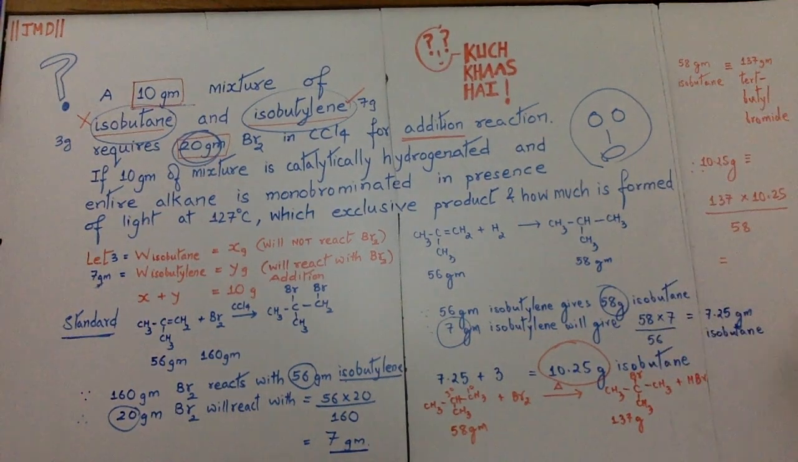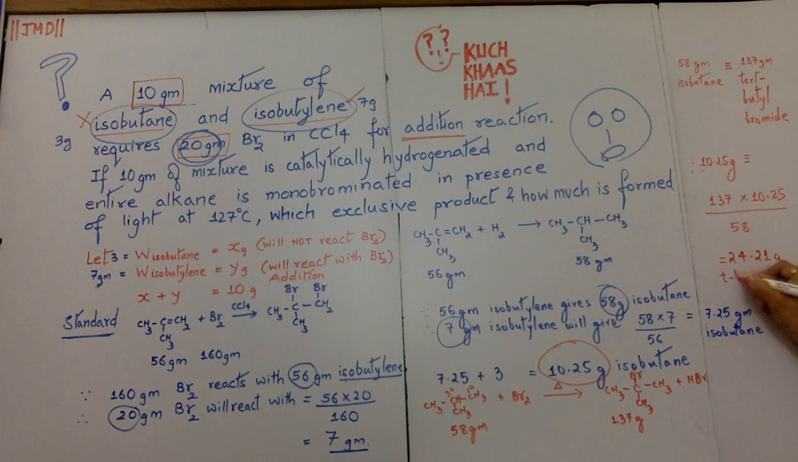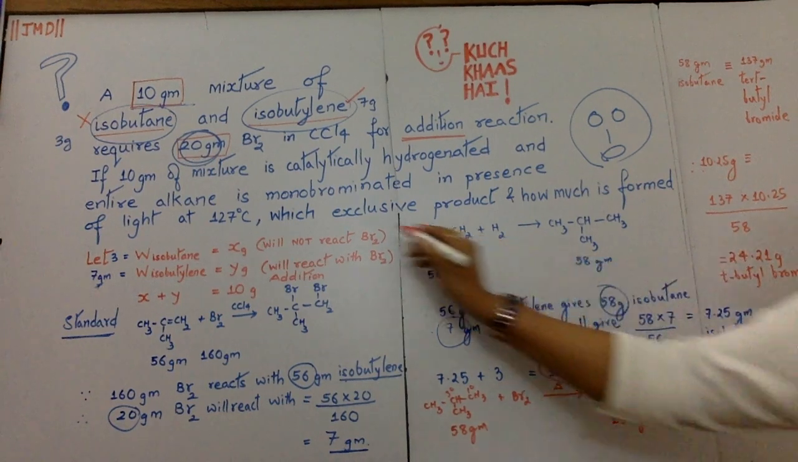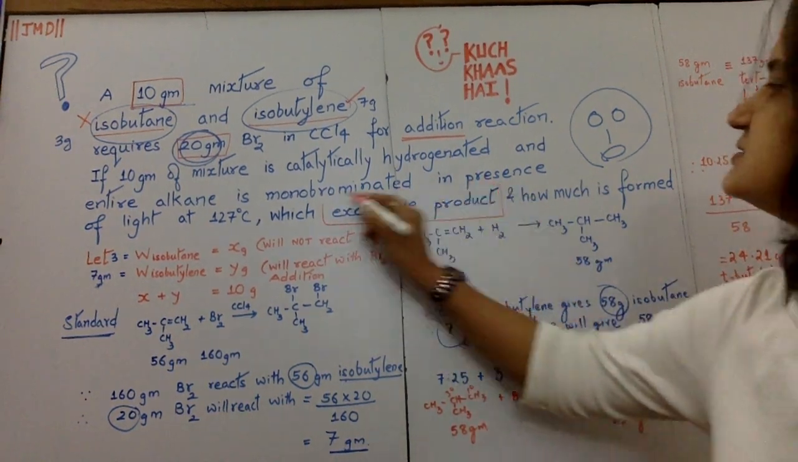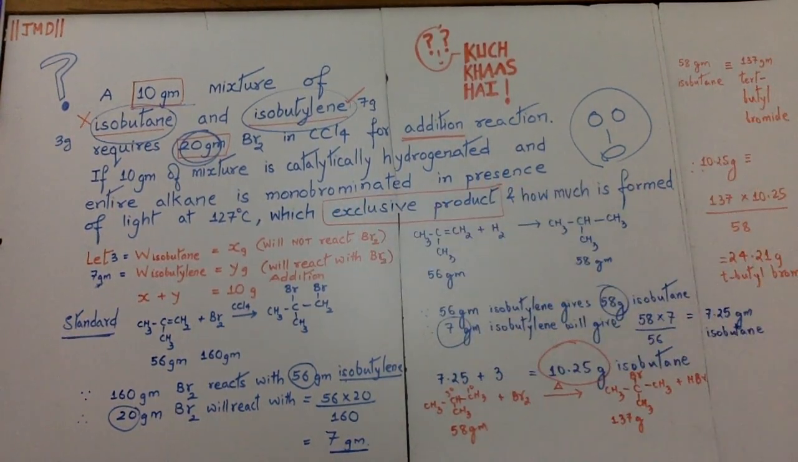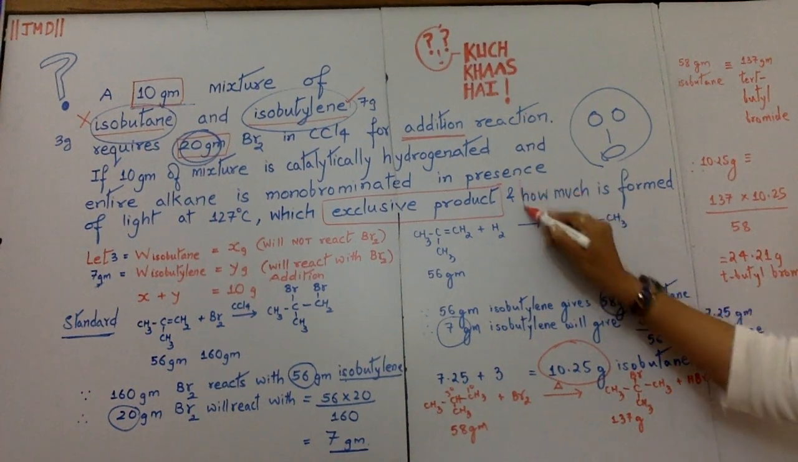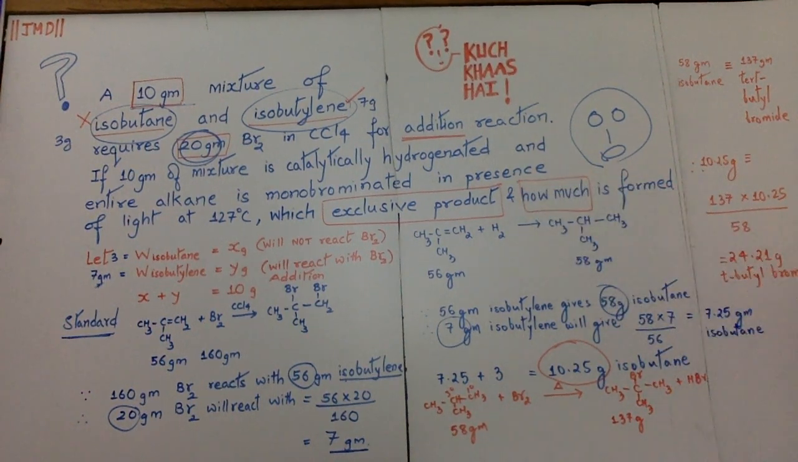Solve kiya? 24 point anyone? 21 gram of tert-butyl bromide. So really good question. The exclusive product is tertiary butyl bromide and it is formed 24.21 gram.